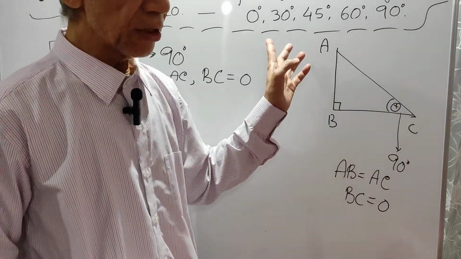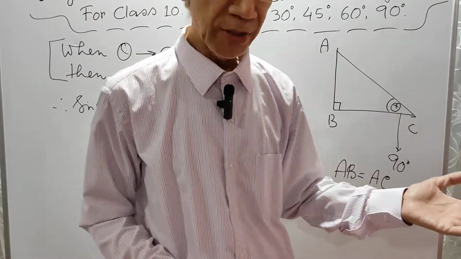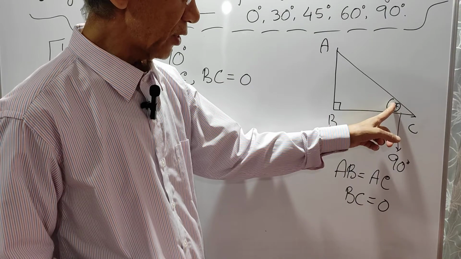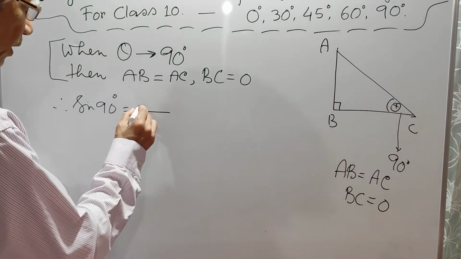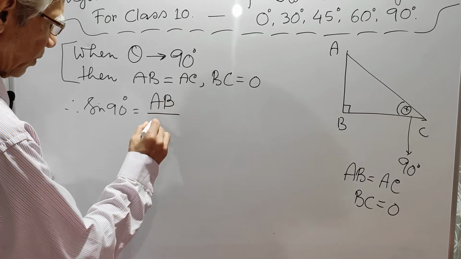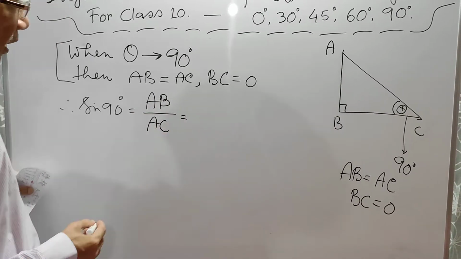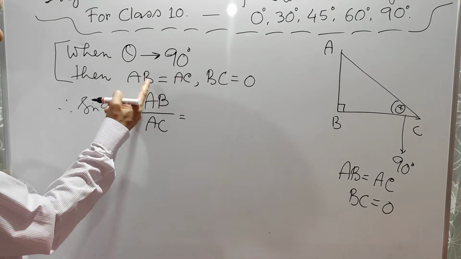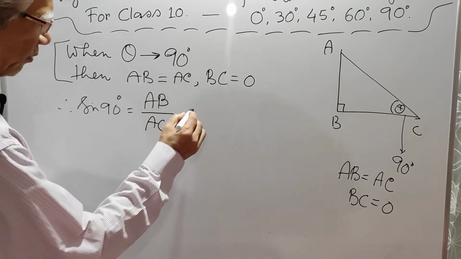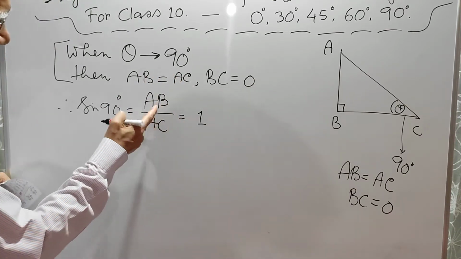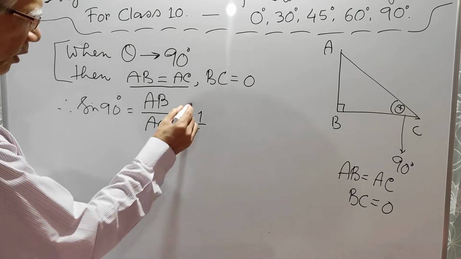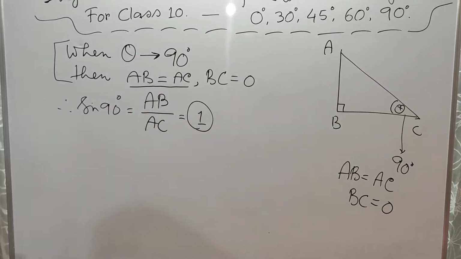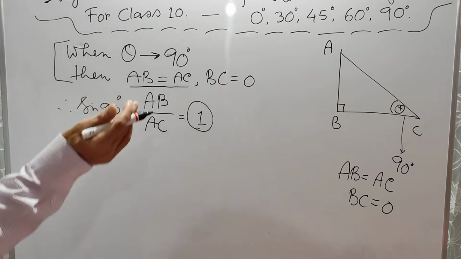That relation of opposite, hypotenuse, adjacent remains the same. So what is sine of this angle? Opposite by hypotenuse, AB by AC. Now AB and AC are equal, therefore it will be 1. If AB and AC are equal, therefore it is 1. So sine 90 equals 1. So one value we got.